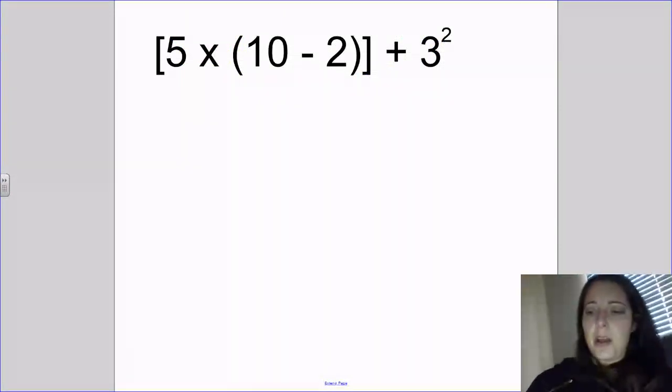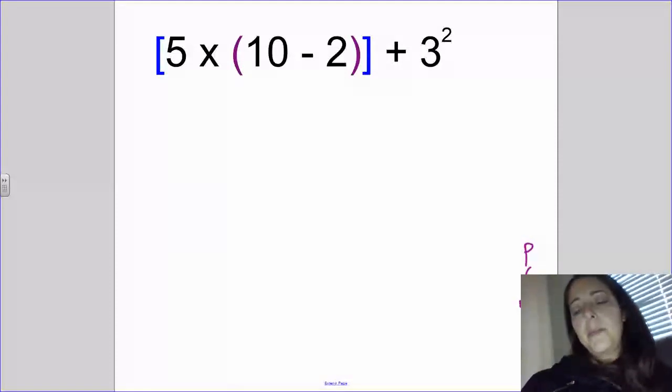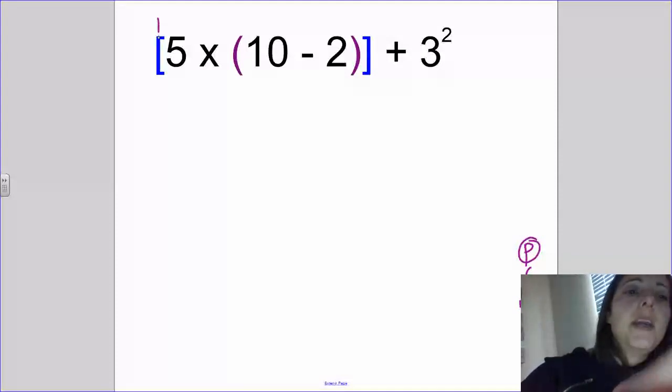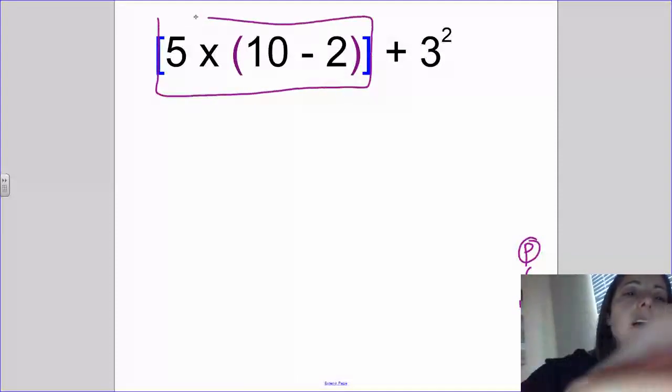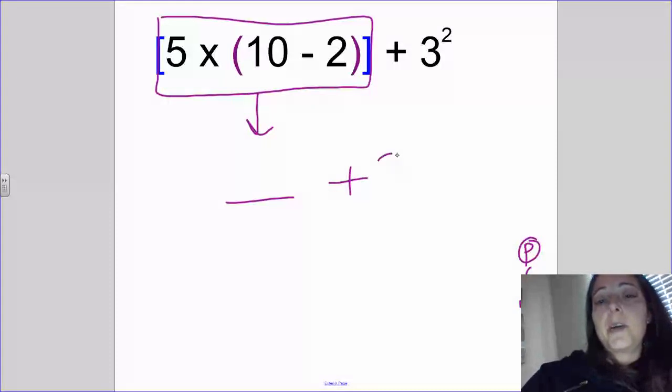Let's take a look at another one. I'm going to color code my brackets, put a little PEMDAS checklist here. And right away, I'm going to start with parentheses. I not only have parentheses, but I also have brackets, which means I need to figure out what this entire bracket is worth. And when I do, I'm going to take that amount and add the rest of my expression, which is plus 3 to the second power.